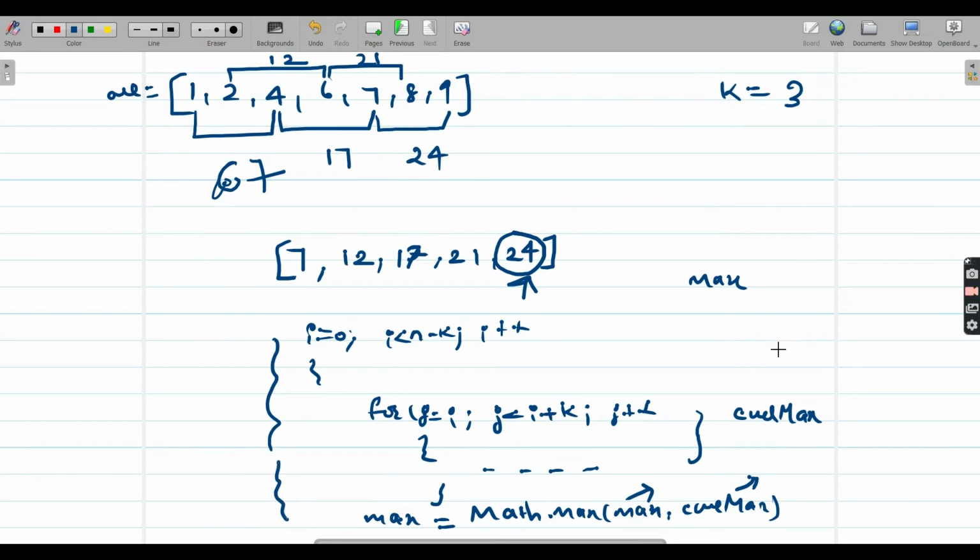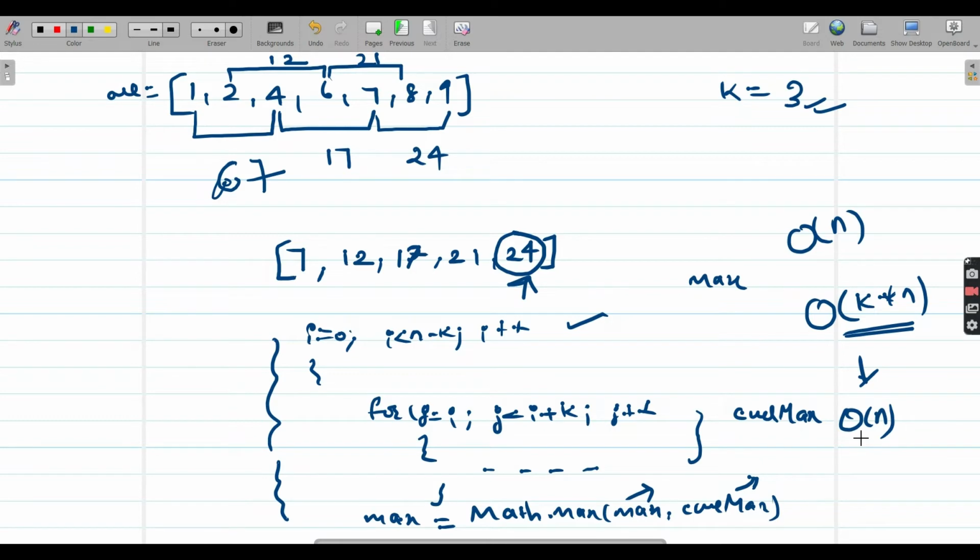If you carefully observe, what is the time complexity? The outer loop will take big O of n, and the inner loop will take big O of k, where k is the size. So basically it is big O of k into n. Can we optimize this problem to big O of n? Yes, that is possible with the help of the sliding window algorithm.